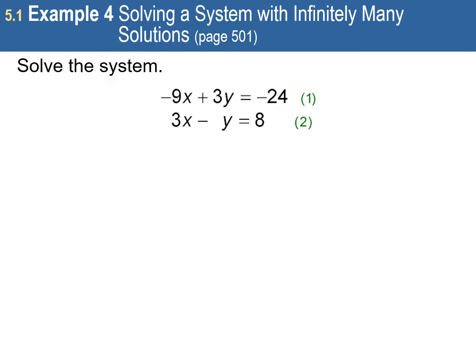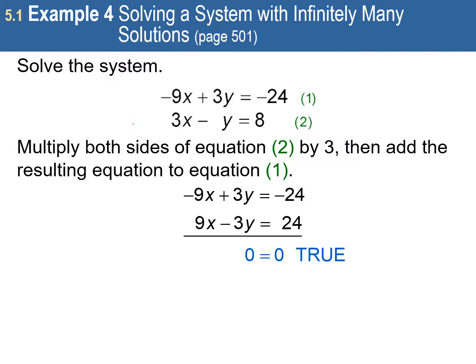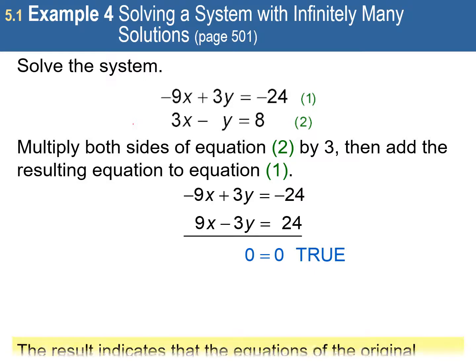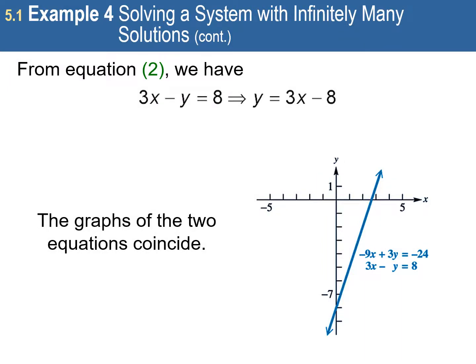Now suppose I want to solve the system minus 9x plus 3y equals negative 24 and 3x minus y equals 8. Let's multiply equation 2 by 3 and add them. When I do that, I get 0 equals 0, which is a true statement. So this says that these are dependent equations, and any ordered pair you want is going to satisfy the equation. So these are two lines that coincide. So as long as the point is on the line, it's going to satisfy the system.